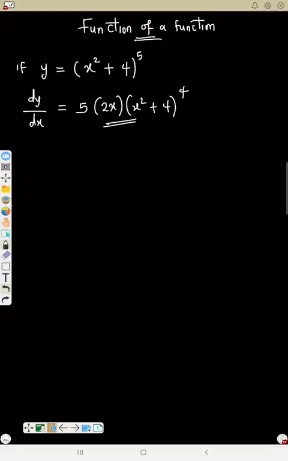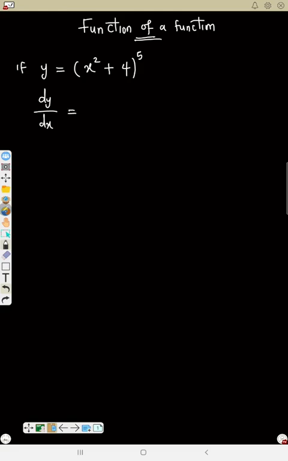Now let's go through the method again so you can understand better. Now the dy over dx is what? What is the first thing you will do? You write the power first, as in anything you have here, write it first. What is the next thing? Differentiate everything you have in the bracket. That will be 2x. Differentiate everything you have in the bracket, 2x.